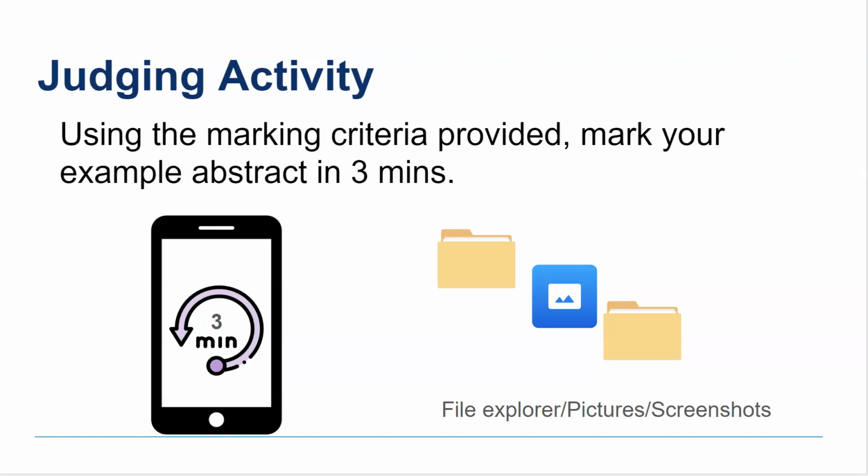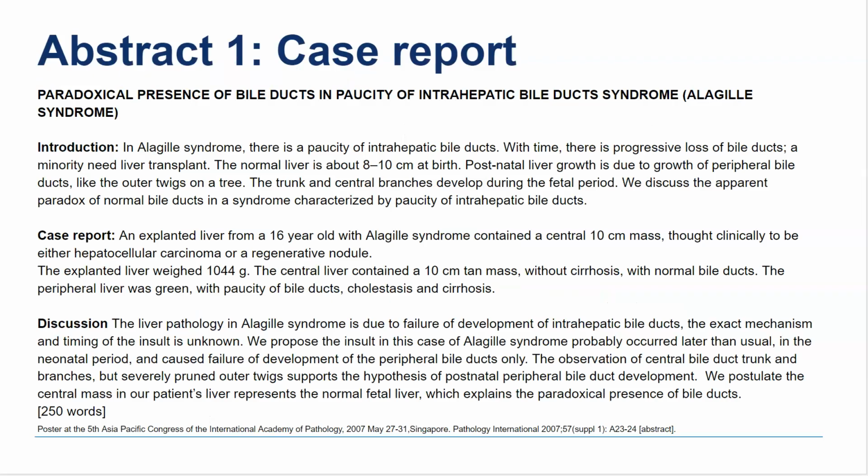Get out your phone and set the 3-minute timer. Open the abstract marking criteria screen snip. It's to be found in your File Explorer, Pictures, Screenshots folder. Keep it open in a different part of your screen from the video. Pause the video. You judge the abstract according to the marking criteria. Use the 3-minute timer on your phone. Pause before you go to the next activity.